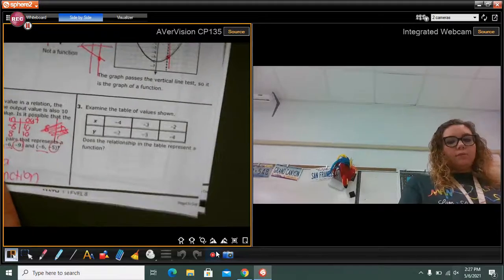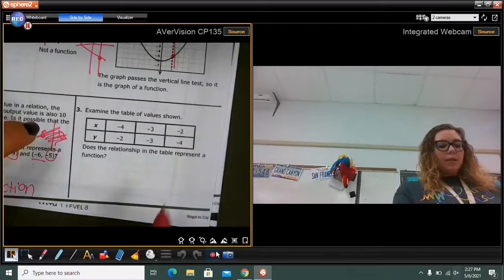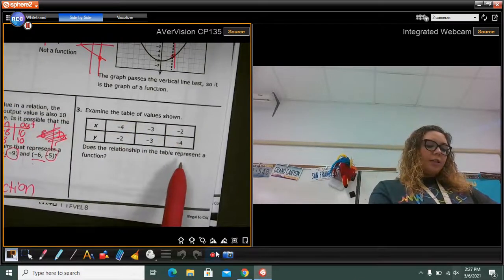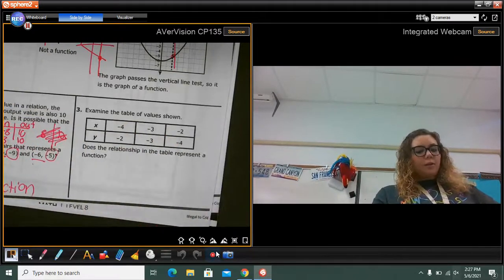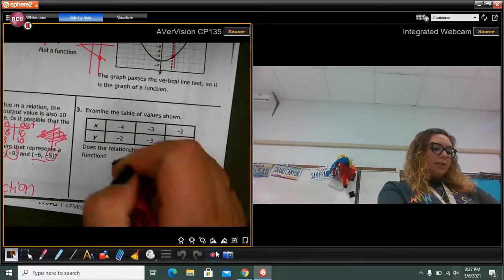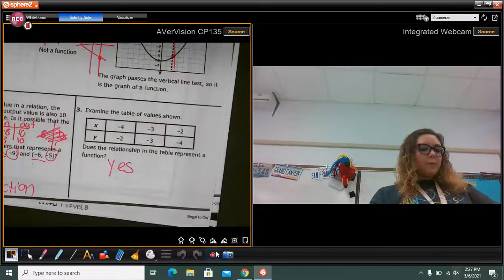Let's go to 3. Examine the table of values shown. Does the relation in the table represent a function? Okay. Do I have any repeating x values? No. So yes, this is a function. Okay.